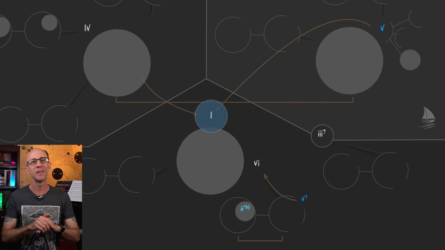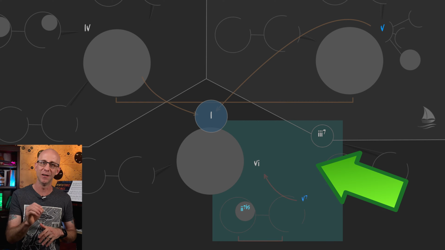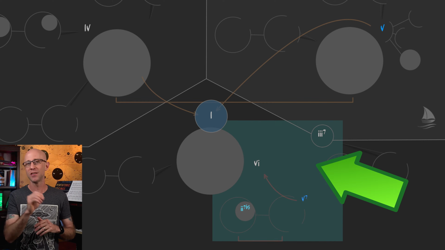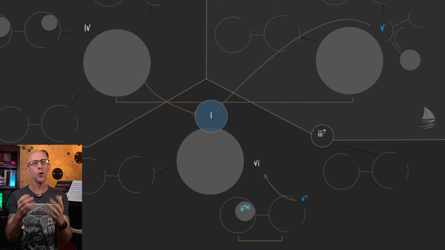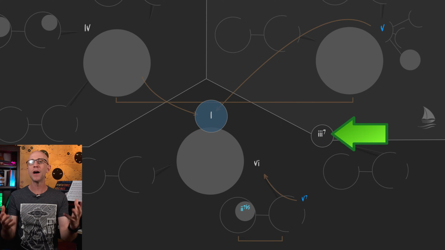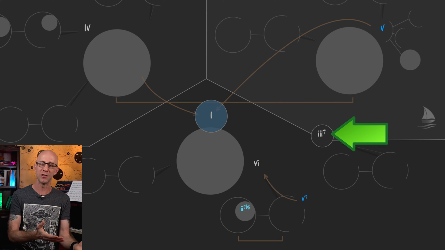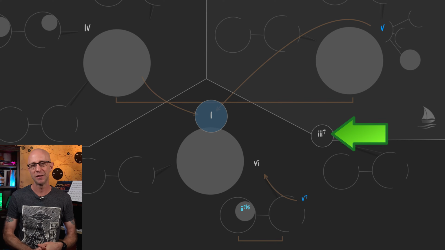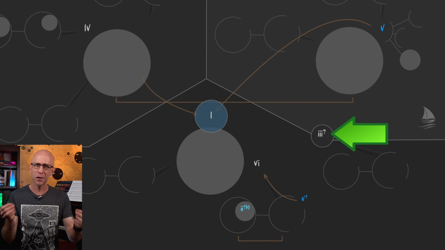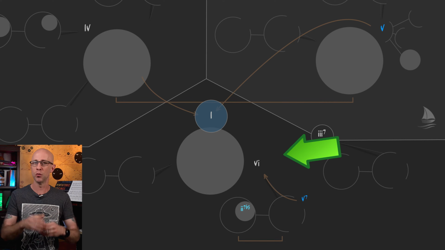Well, today we're going to take a look at this region here. This is the 3/6 region. The 3 chord is so ambiguous that it lives in its own island between the dominant region and the tonic region on our map. It can function as a tonic chord or as a dominant chord, and it's a great chord to precede the 6 chord with.